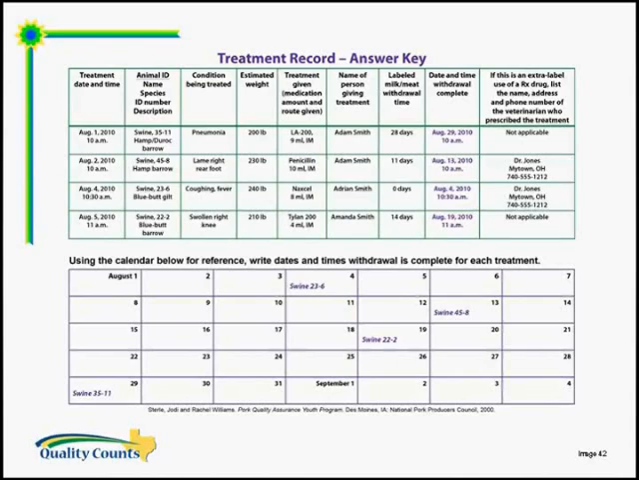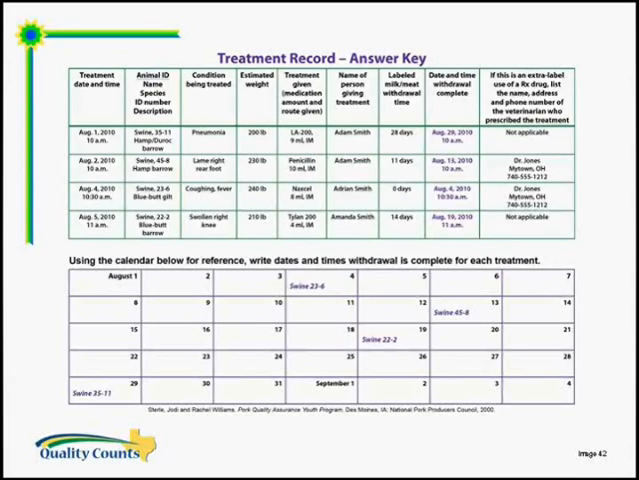And to give you an idea, in this treatment record, we have listed on top the treatment date and time, of course the animal ID, the condition for which it was treated, the medication that it was given, the person that administered the medication, and also the withdrawal time. And the other section is the date and time that the withdrawal was going to be complete. And this is that blank on your handouts so that you can go ahead and complete it.